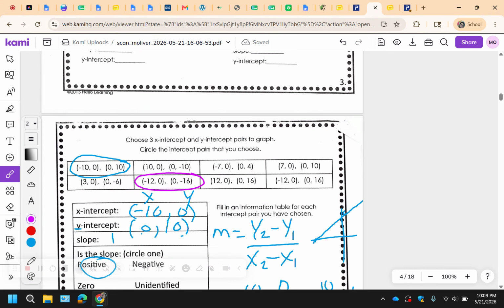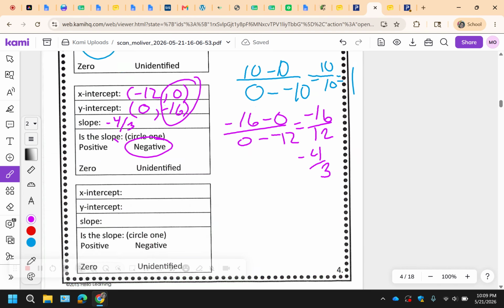Then you need to choose one more out of the ones we haven't done. If you happen to get one where 0's on the bottom, that is an undefined slope. Okay, if you get one where 0 is on top of your fraction, your numerator, then that's a 0 slope.